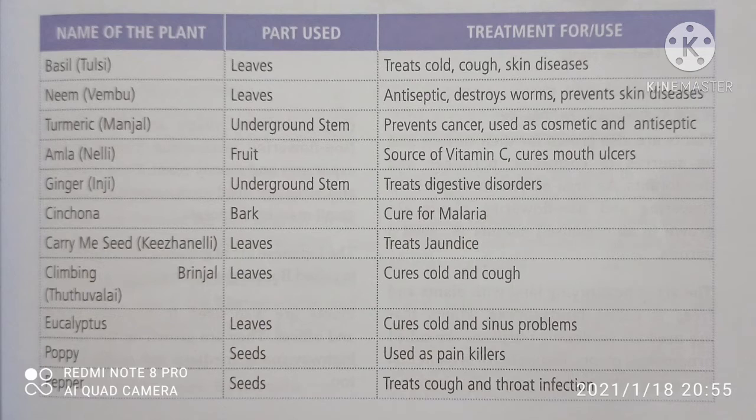Amla fruit is rich in vitamin C and cures mouth ulcer. Ginger helps us to increase the rate of digestion and treats digestive disorder. The bark of cinchona cures malaria. Karimi seed, that is Kiranali leaves, treats jaundice. Climbing brinjal, that is Thuduvale leaves, is used to cure cold and cough. Eucalyptus leaves cure cold and sinus problems. And pepper cures cough and throat infection.